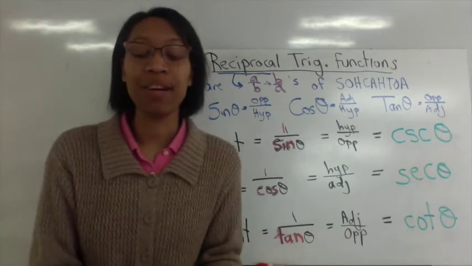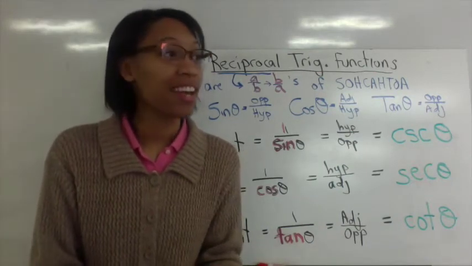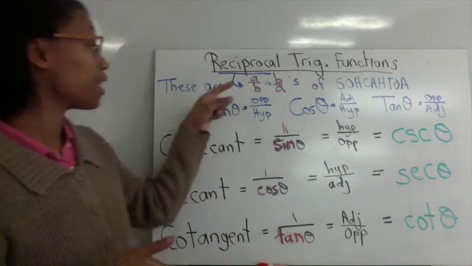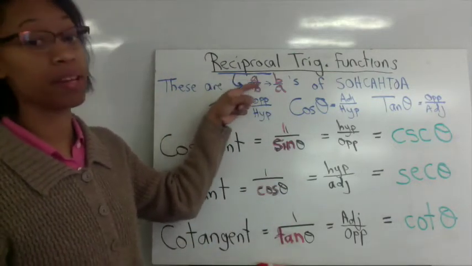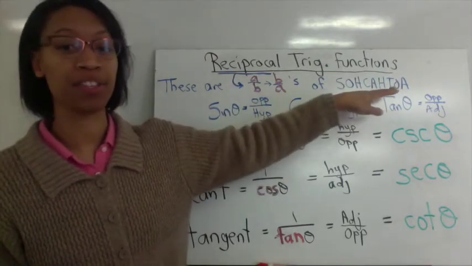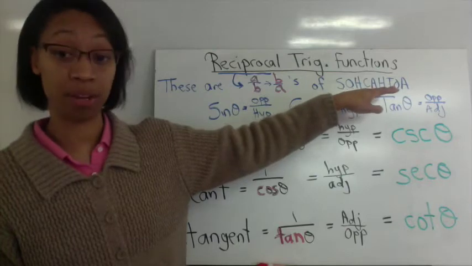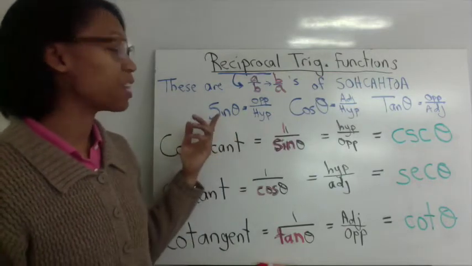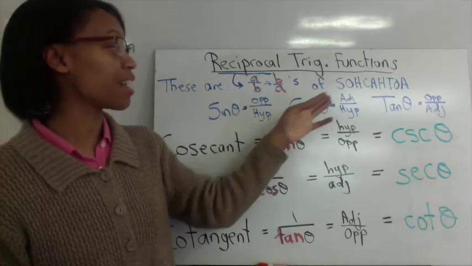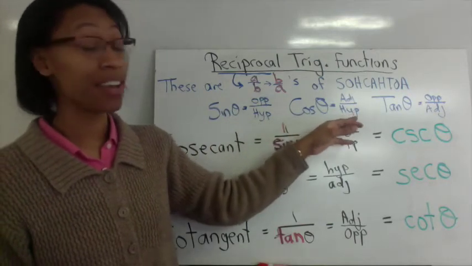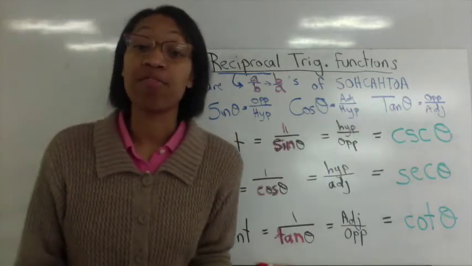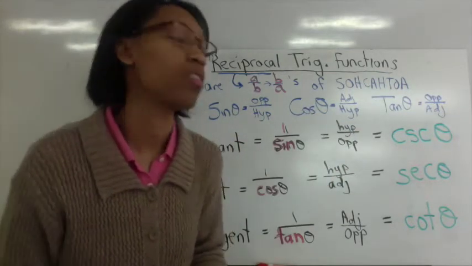Hello class, this video is about reciprocal trig functions. Reciprocal trig functions take a over b and flip it to become b over a, using the SOHCAHTOA values. So these are reciprocals of SOHCAHTOA. You already have learned that the sine is the opposite over the hypotenuse, the cosine is the adjacent over the hypotenuse, and the tangent is the opposite over the adjacent. Now if we take each of those and flip them, we get their reciprocal values.